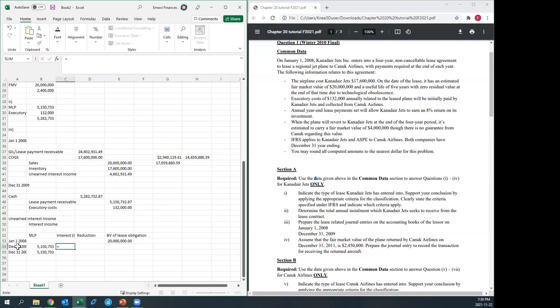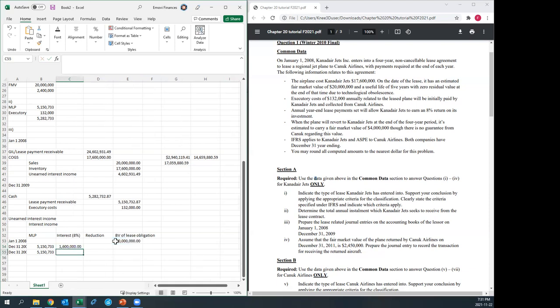Then on December 31st, 2008, you're going to find your interest amount that they're going to pay you. So it's 8% times your book value of the lease obligation. And then your reduction is going to be your MLP minus your interest. And it's going to give you a book value of the lease obligation of 16 million. Then you do the same calculation for your December 31st, 2009. So your interest income is going to be 1.3 million.